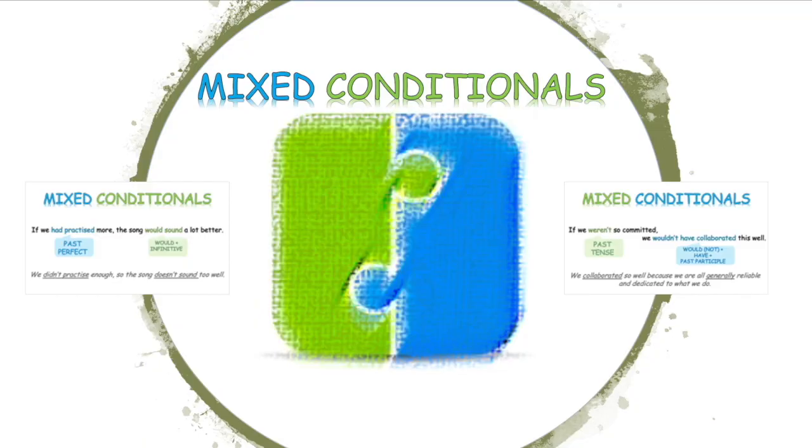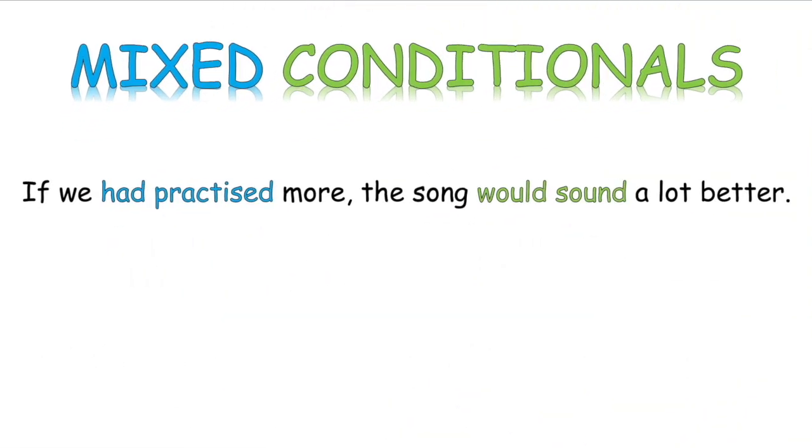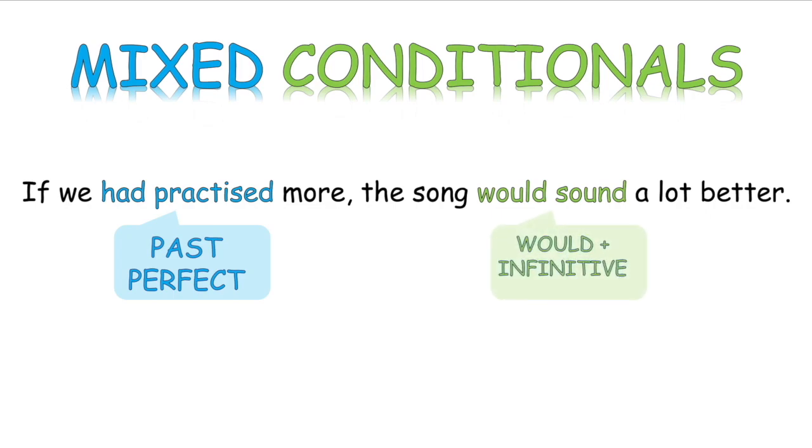Hello everyone, let's look at the two most frequent types of mixed conditionals today. We've got, if we had practiced more, the song would sound a lot better. After if, in the if clause, we use past perfect, and in the main clause, we use would plus infinitive. We notice how it starts like a type 3, like a third conditional, and then it continues into the main clause like a second conditional.